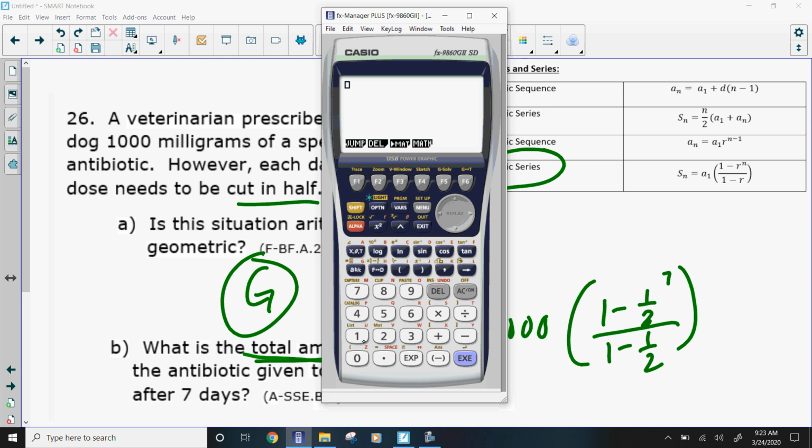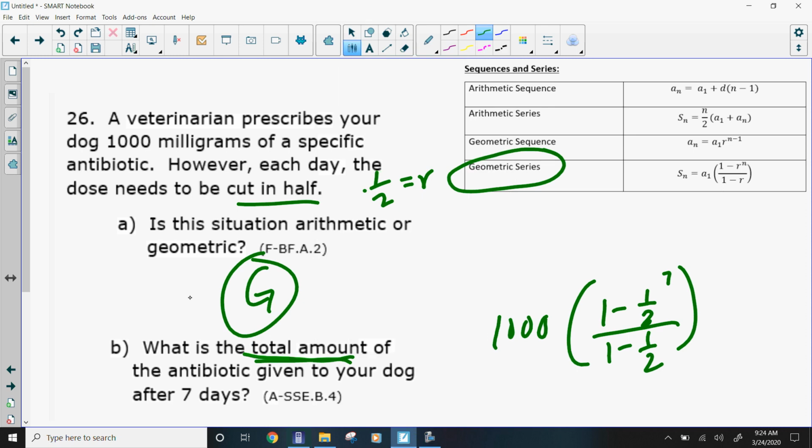So we have 1,000 milligrams, 1 minus. Now, you got to be careful with this 1/2. You have to put the 1/2 in parentheses, but I know 1/2 is just 0.5, so I'm just going to use 0.5 instead. And that's going to go to the seventh power. I'm not using parentheses on the 0.5 because it's not negative. And then down at the bottom, we have the same thing, 1 minus 0.5. And then, bam. So the total amount of medicine that this dog is taking is 1,984 point. Let's see, does it say to round it or anything? It does not.